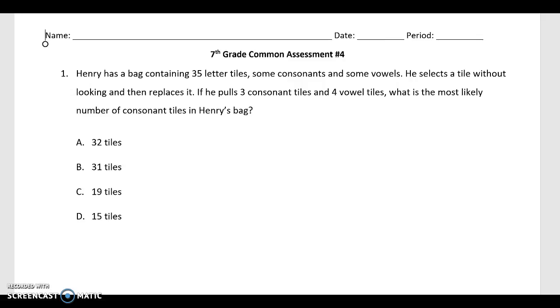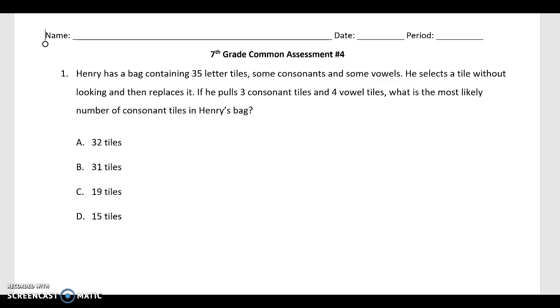All right, boys and girls, it's time to correct your common assessment. So make sure that you're showing all of your work on your correction sheet. And don't forget to write your analysis statement, your reflection statement on why you got it wrong, what you should have done differently in a complete sentence. All right, so starting with number 1.